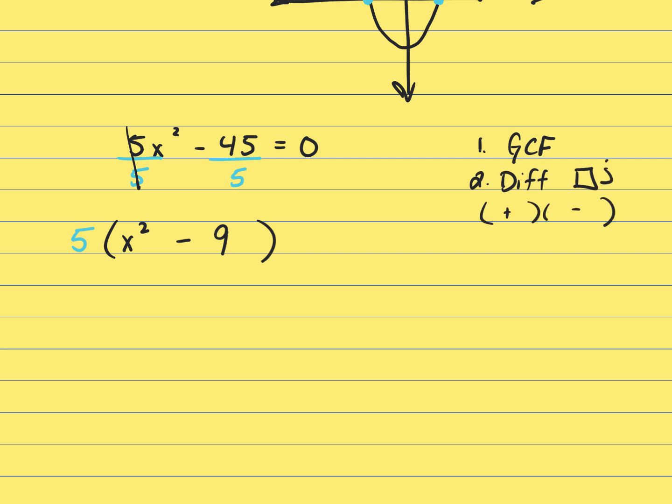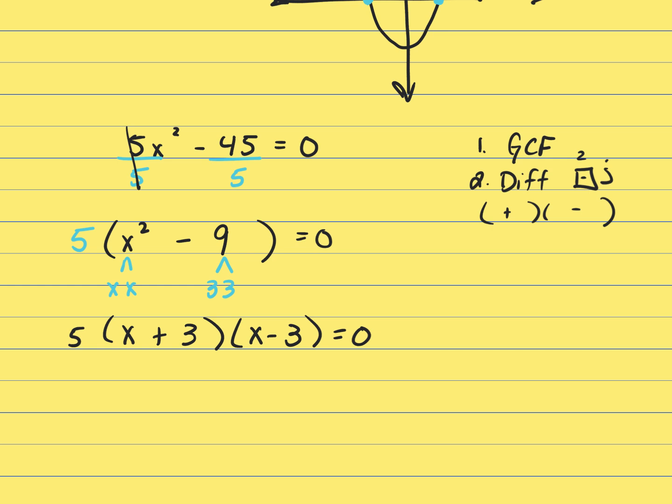Difference of squares is something like this. You have to have two terms, and difference always means negative. I have two terms, x squared minus 9, and they're both squares. If I split this out, I have x, and I have 3 and 3. So I can do x plus 3, x minus 3. Let's not forget, this still equals 0.